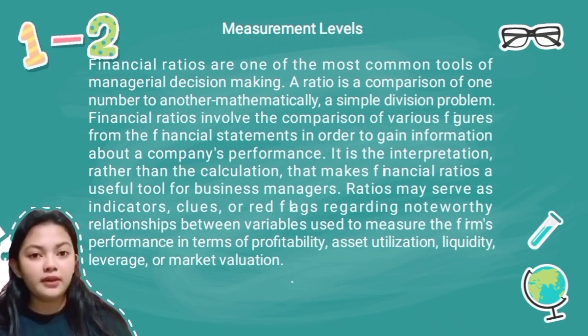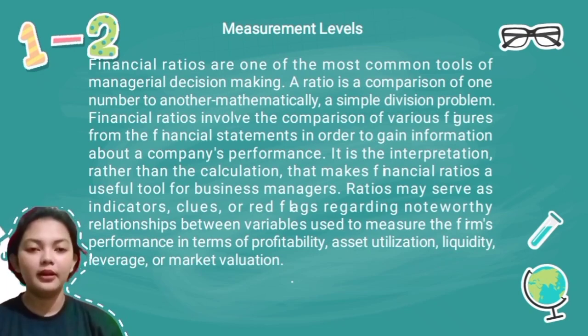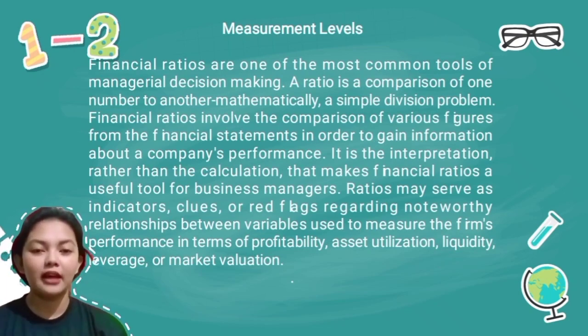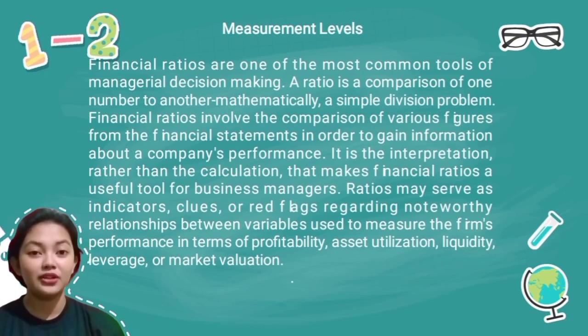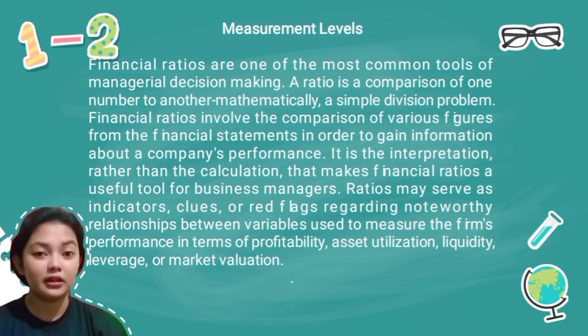Ratios may serve as indicators, clues, or red flags regarding net worth, and the relationship between variables used to measure the firm's performance in terms of profitability, asset utilization, liquidity, leverage, or market valuation. Measurement levels in the analysis and interpretation of financial statements refer to the different scales or levels of measurement used to quantify and classify financial data.